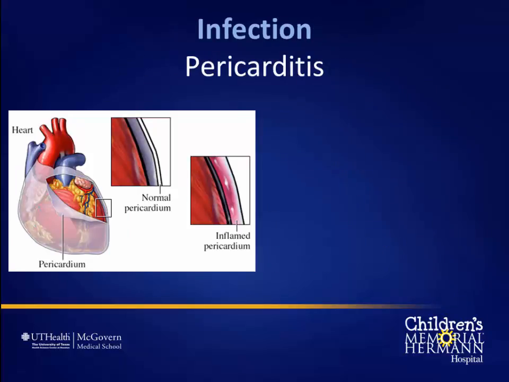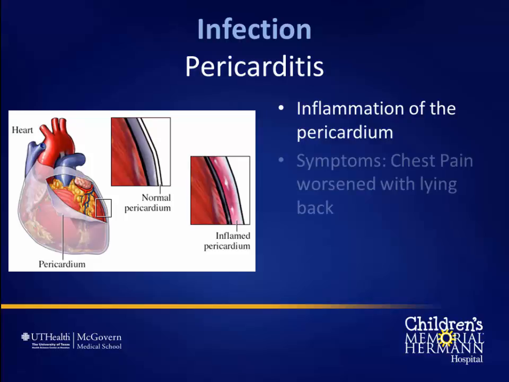Infection is the next cause of chest pain in pediatrics, and we're going to start with pericarditis. And this is caused by a multitude of reasons, the most common being viral. It's the inflammation of the pericardium, or the lining of the heart, or the covering of the heart, and it becomes inflamed and it rubs against the heart itself.